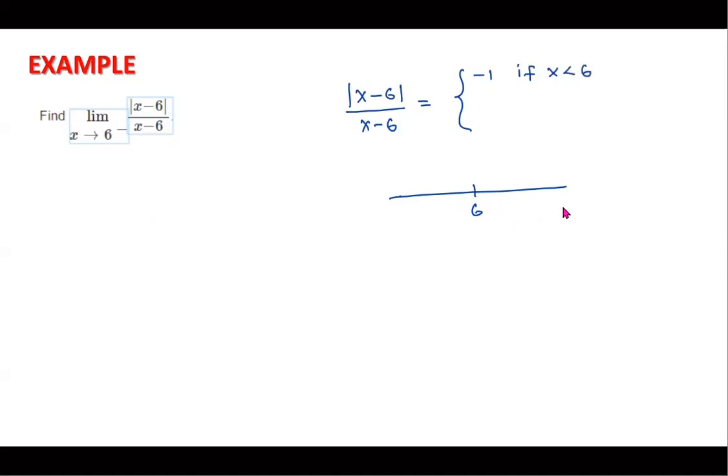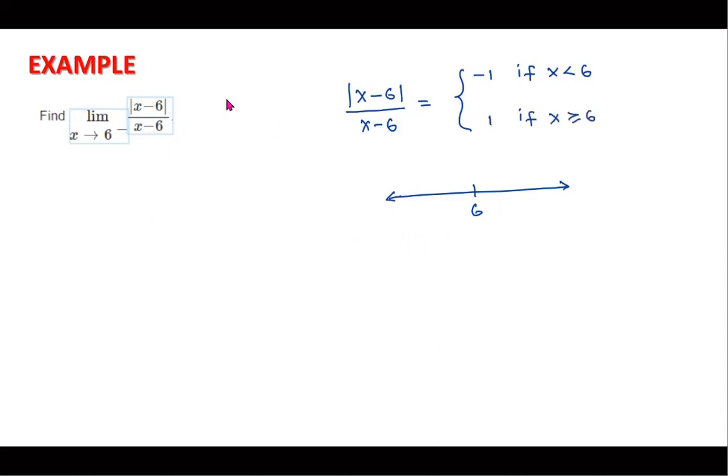But if we go from the right side, the positive side, then they will just be equal. Both will be positive and they will be equal. So that means it is 1 if x is greater than or equal to 6.